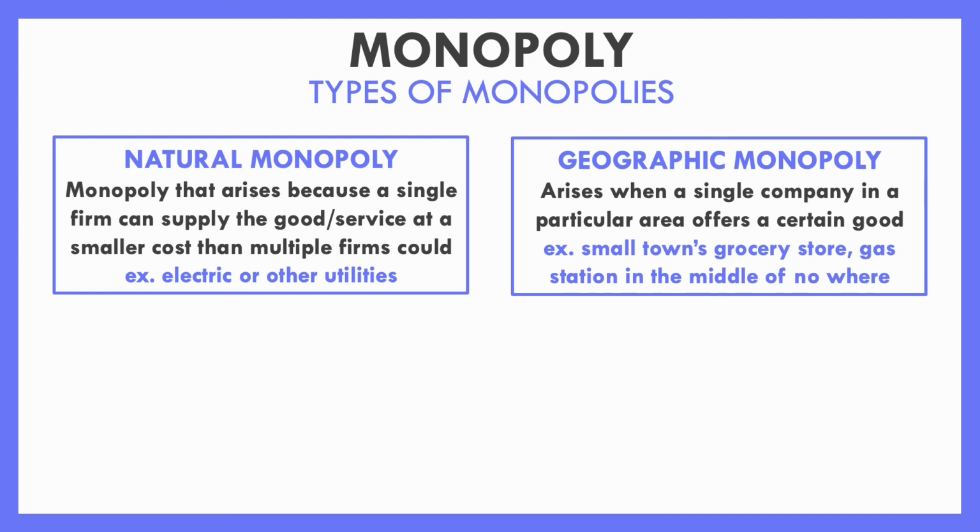And so they could charge whatever they wanted for gas there in that small town because it's like, listen, if I need gas right now, I've got no other choices. And therefore, that would be considered a geographic monopoly. It's a monopoly that exists due to the geography that's going on.